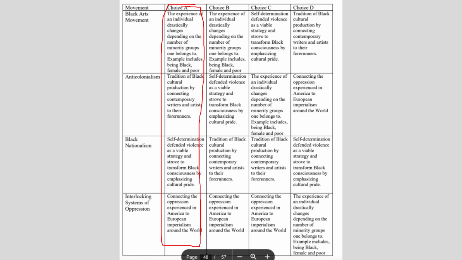Black Arts Movement: experience of individual drastically changing depending on number of minority groups one belongs to. So that is not going to be the correct answer here. This would probably be better for interlocking. So that's going to be down here, the experience of the individual. Self-determination, that fits with Black nationalism. Connecting the oppression, that looks right. And so choice D would be the correct one.